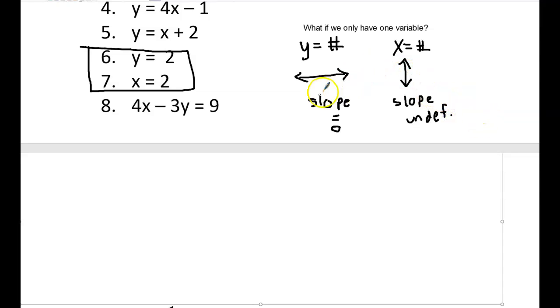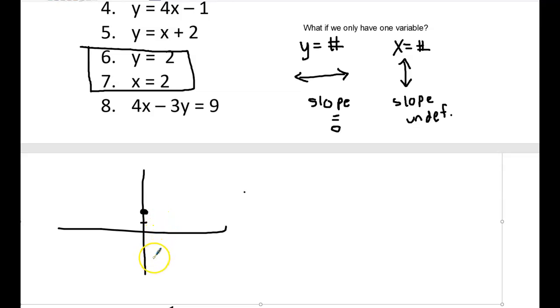Okay. So let's go ahead and graph these a little bit and see what we can get here. For number 6, y equals 2. So what I'm going to do is find a place on my graph where y equals 2. Well, don't you guys agree that y equals 2 right here? But that's just a dot. That's not a line. So to get a line, you need at least 2 dots.